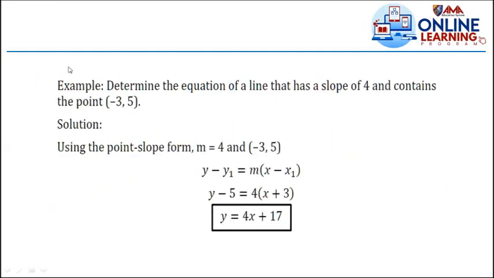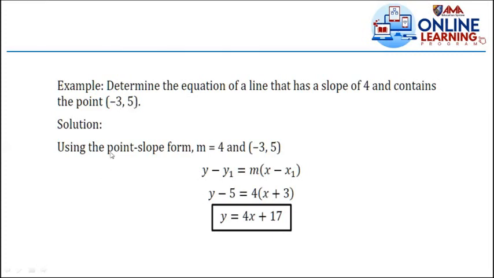Example. Determine the equation of a line that has a slope of 4 and contains the point negative 3 and 5. By this time, your m is given, which is equivalent to 4. Negative 3 and 5 will represent your x1 and your y1.